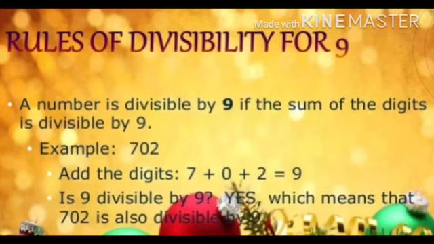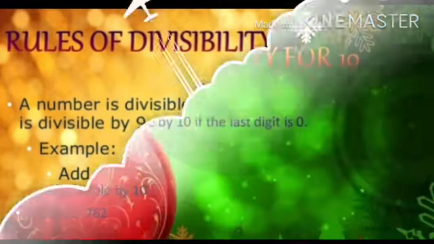Rule of divisibility for 9. Divisibility of 9 is similar to the divisibility of 3. A number is divisible by 9 if the sum of the digits is divisible by 9. For example, 702. Add the digits: 7 plus 0 plus 2 is equal to 9. Is 9 divisible by 9? Yes, which means that 702 is divisible by 9.